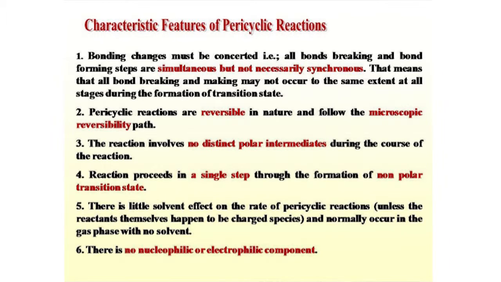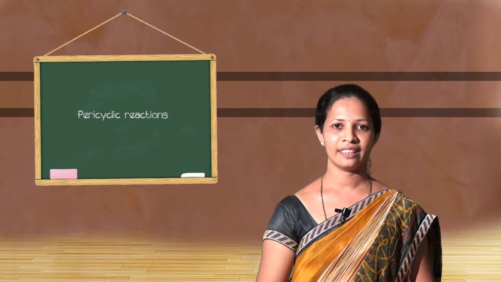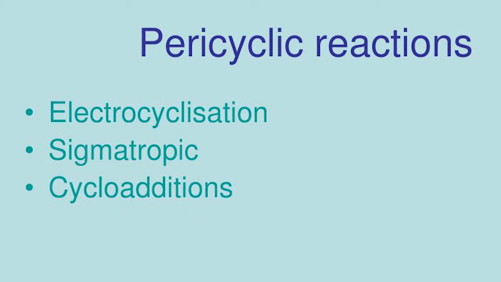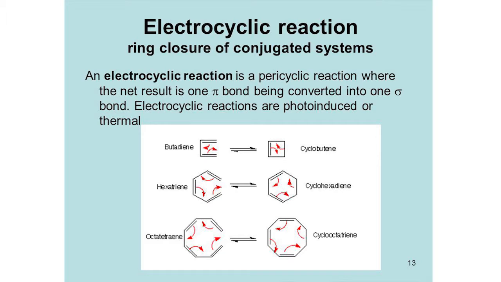Now I am going to tell the classification of pericyclic reactions. There are three categories. The first one is electrocyclic reaction, second one is cycloaddition reaction, and third one is sigmatropic rearrangement. Now let us see the first category. An electrocyclic reaction is the concerted interconversion of conjugated polyenes to cycloalkenes. These reactions are reversible, and are induced either photochemically or thermally.